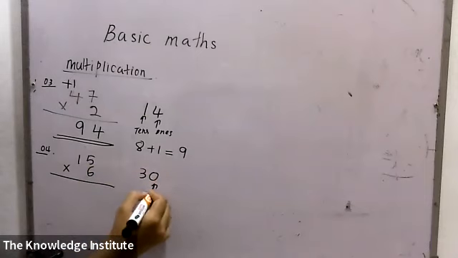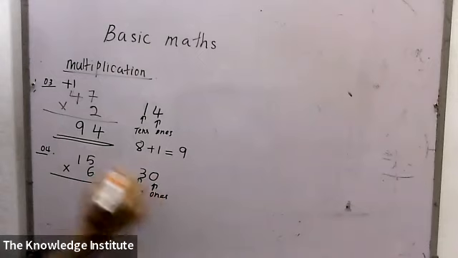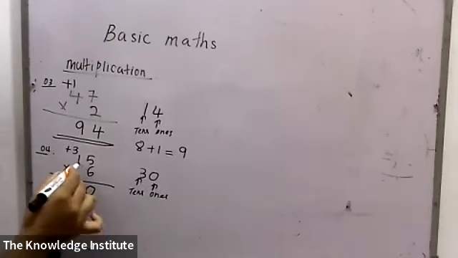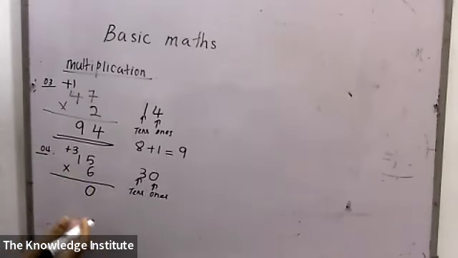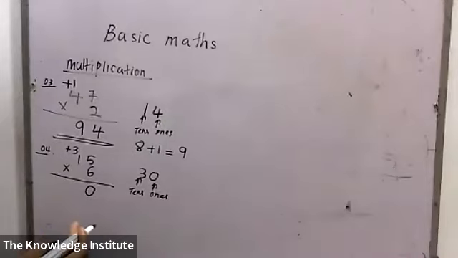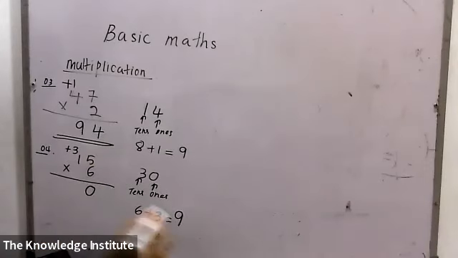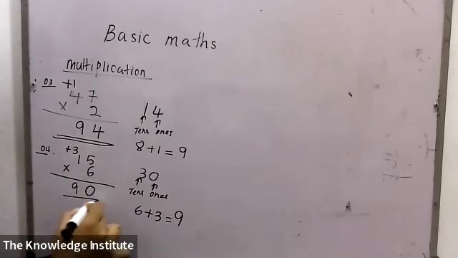So this is again 1's place, 10's place. So you will indicate 1's place here, which is 0, and then add the 3 to the 10 side. 6 by 1, what is your answer? 6. 6 plus 3? If you add 6 plus 3? 9. So your answer should be 90.